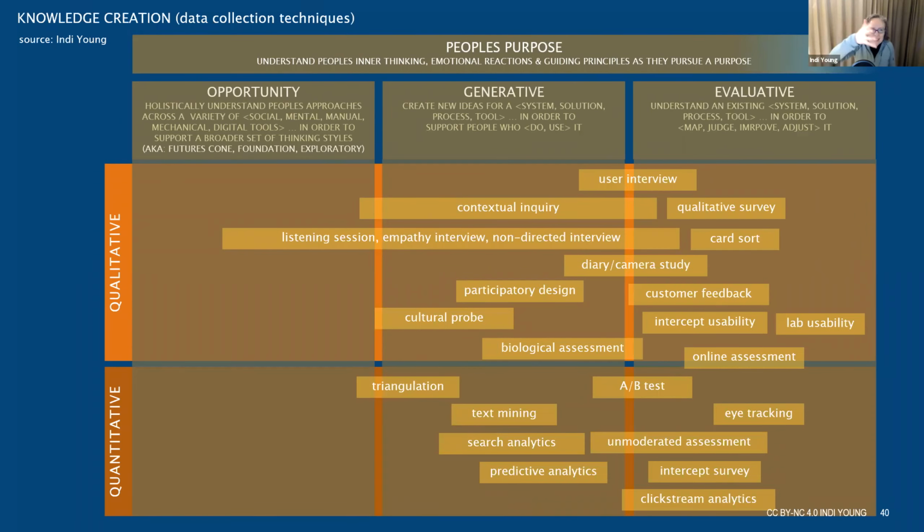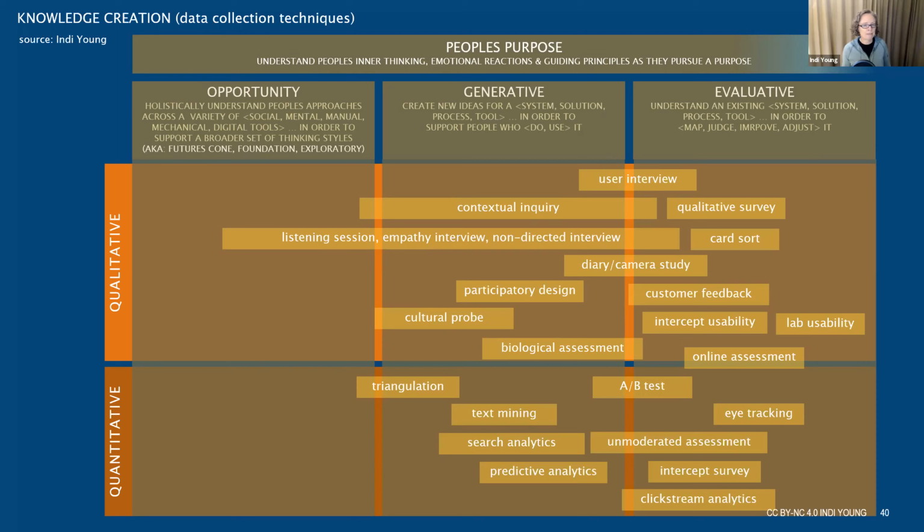So zooming in on those three parts, opportunity, generative, and evaluative, with that lens of people's purpose, if we're using people's purpose to look into doing some sort of data collection, we can use it in all three of these areas. Super quick, starting on the right, moving to the left. Evaluative is all about understanding an existing solution in order to improve it somehow. Generative is creating new ideas for a system or a process so that we can support people who use it or do it better.